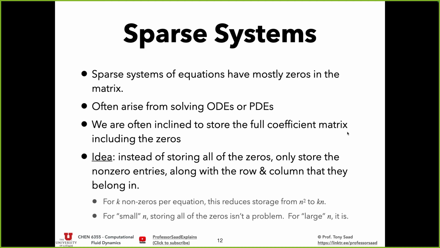So the idea is if instead of storing all of the zeros, we only store the non-zeros along with the row and column they belong in so that you know where you are in the matrix. And then for k non-zeros per equation, this reduces storage from n squared to kn. I'm going to guide you through the math in a second. And for small n, it doesn't matter. So that's why you don't see this problem in numerical methods. But when you get to large number of equations, go to 2D or 3D, things are going to explode.